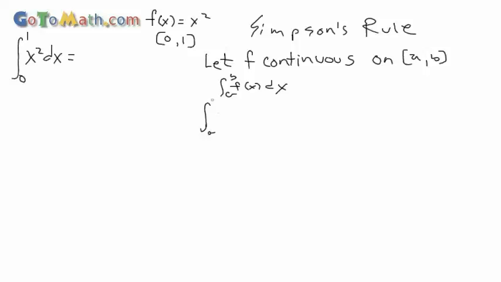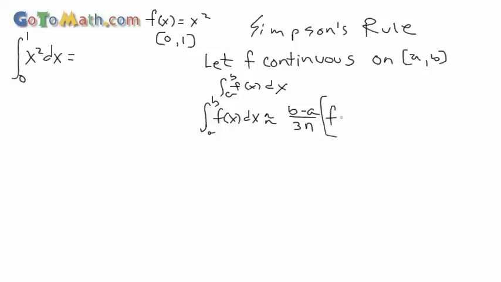I better write it again. The integral is approximately, and I'm just going to state this, b minus a over 3n. Remember in the trapezoid rule it was b minus a over 2n, I believe, wasn't it? I'm trying to remember. b minus a over 2n, right. I had to cheat on that.